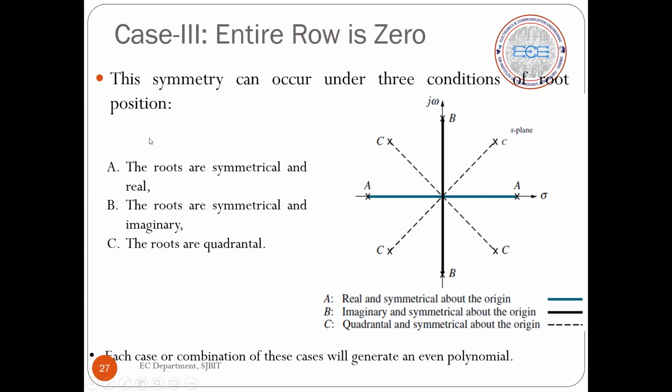So whenever you come across a situation of an entire row becoming zero, there will be one of these situations existing, because of which we get an even polynomial as a factor of the original polynomial. So you have to interpret the root positions this way.